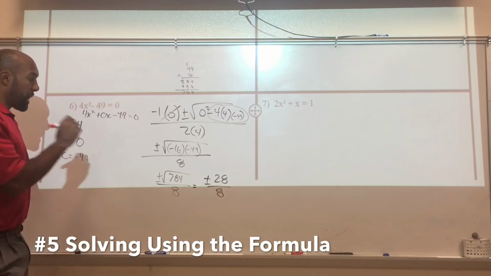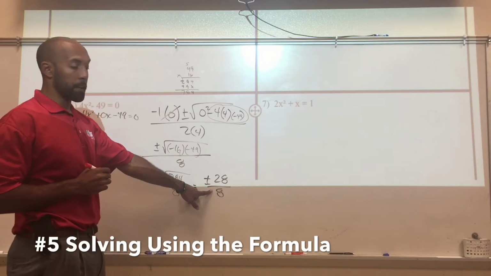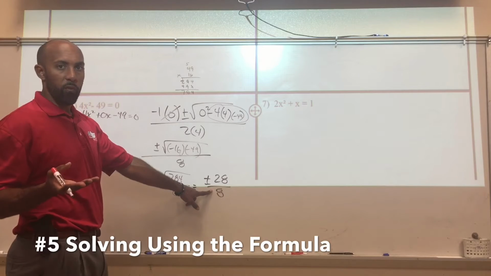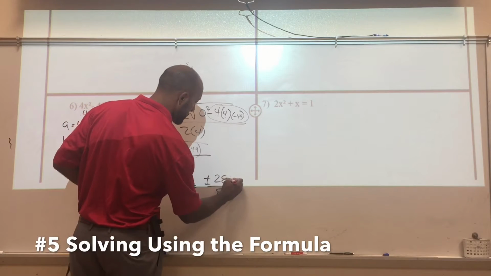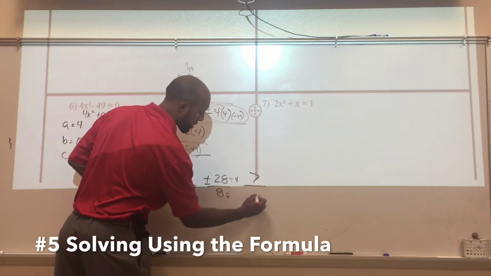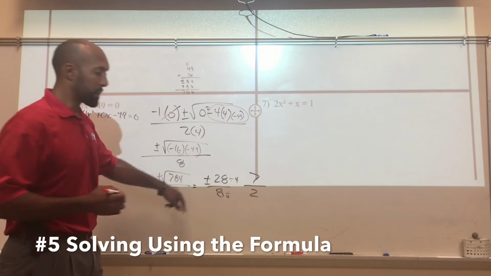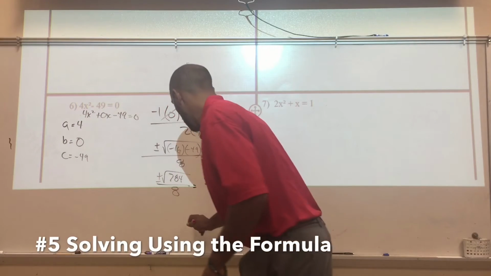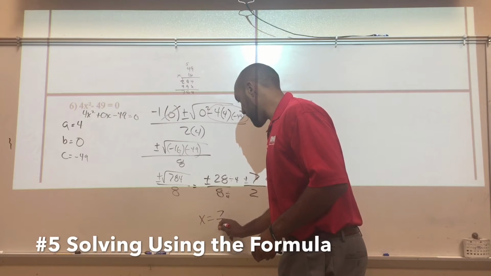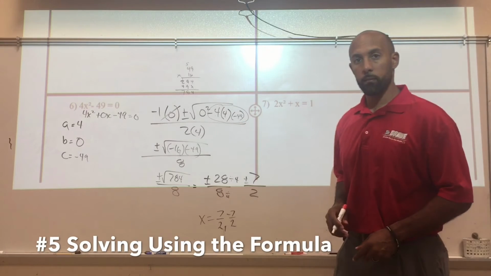All right. So now, from that, I got to simplify. I got to reduce. So what's the biggest number I can divide into 28 and 8? Okay, 4 goes in, 2 goes in, but also 4 does. Okay, so let's try 4. So I'll try to divide by 4. I get 7 over 2. Okay, but here's the thing. I have plus and I have minus. So what that means is I'm going to have 2 solutions. One is going to be positive 7 over 2. The other will be negative 7 over 2. And there's your answer. Okay?